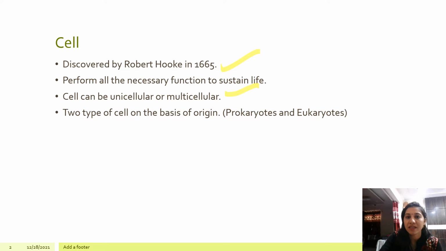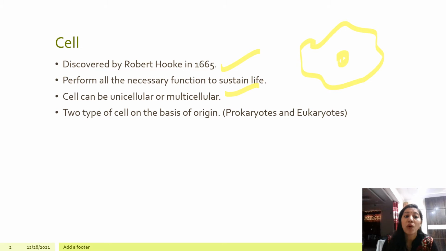So amoeba, see, this is the structure of amoeba, as you can see, and this is only one single cell, and amoeba performs all the functions with the single cell only. So this is a unicellular organism. Multicellular, more than one cell. Human beings, plants, animals, they are multicellular.